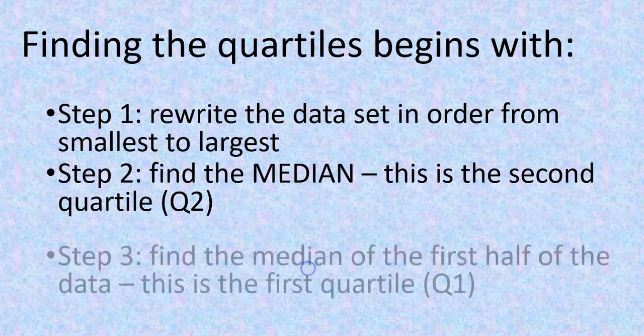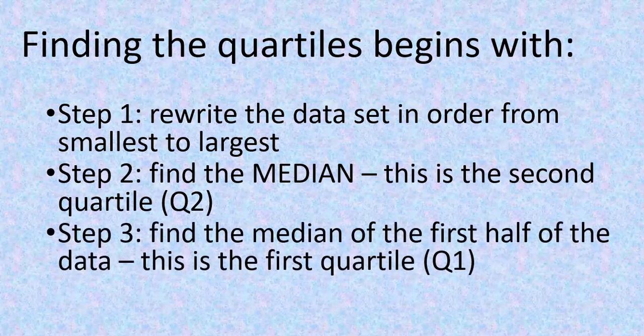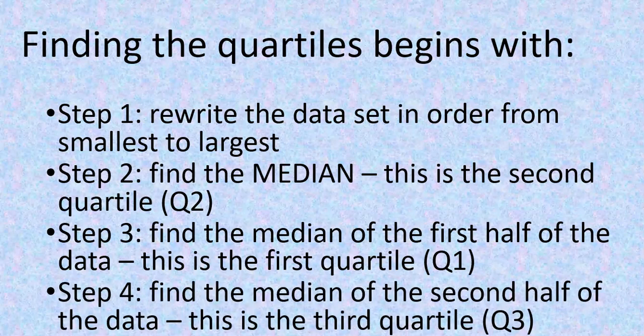Step 3 is to find the median of the first half of the data. And this is called quartile 1. That's the first quartile. And then step 4 says to find the median of the second half of the data. And this is the third quartile. As you can see, there are 3 quartiles. They are all medians. And you know how to find the median. So this shouldn't be too difficult.